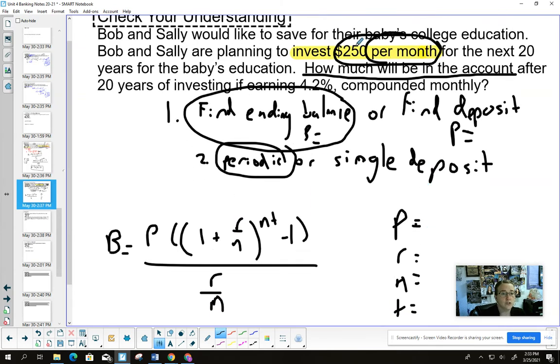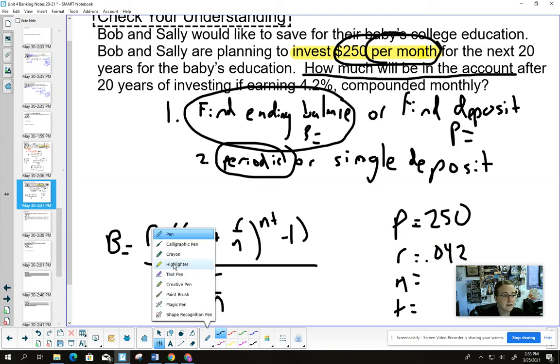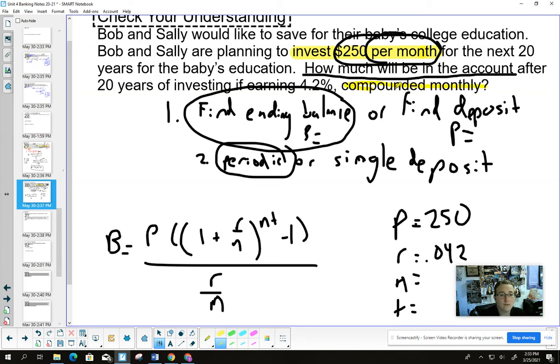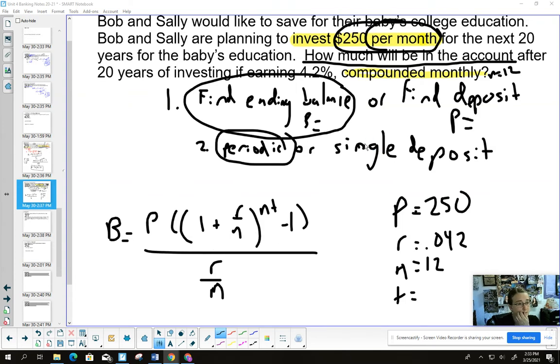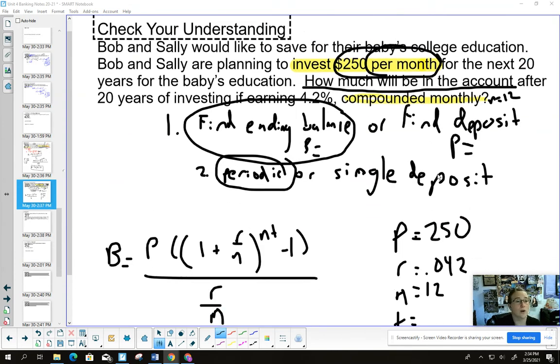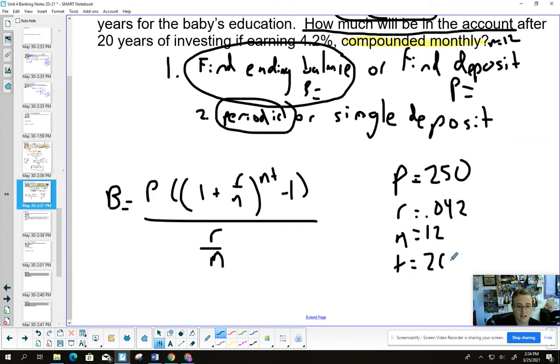Okay, so P is 250. P is what we're depositing. R is 0.042. N comes from compounding, and it is compounded monthly. So that means that N equals 12. How many times in a year? Well, if it's monthly, it's 12 times. And in this case, it's just 20 years. So they tell us, we didn't have to figure that out or anything like that.